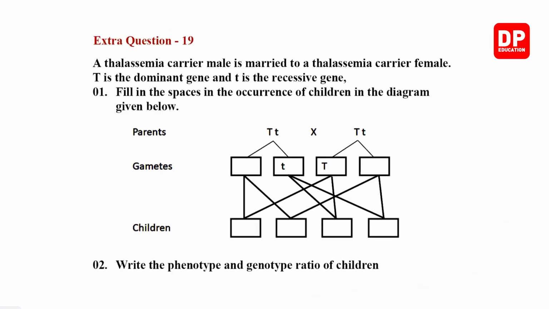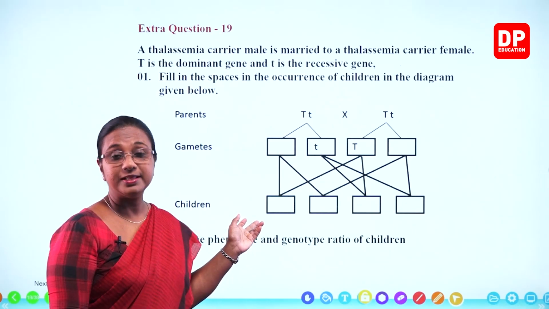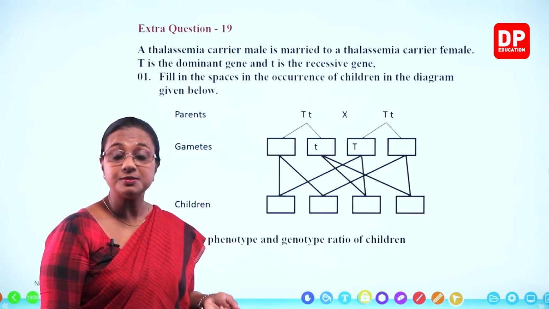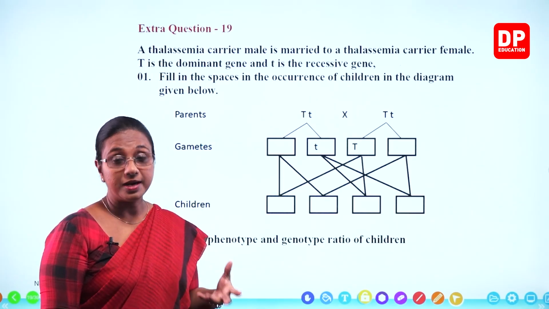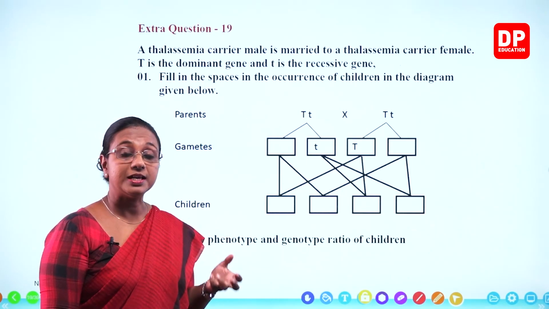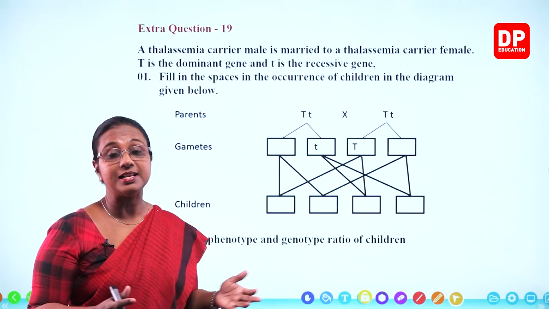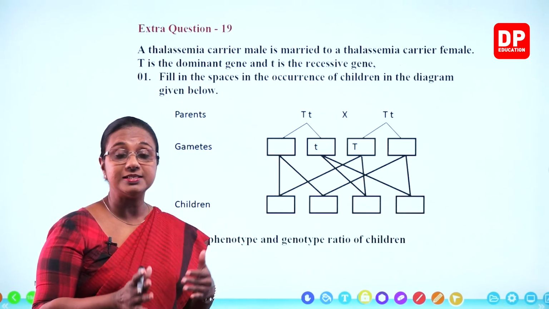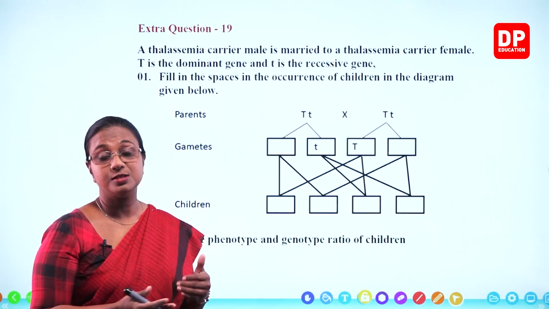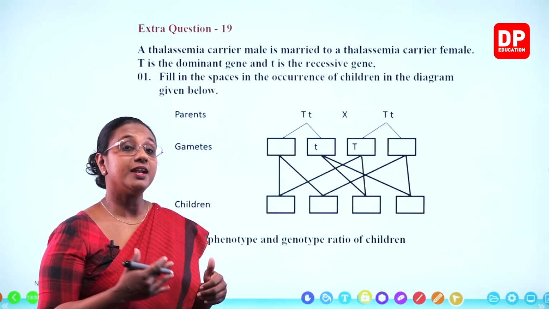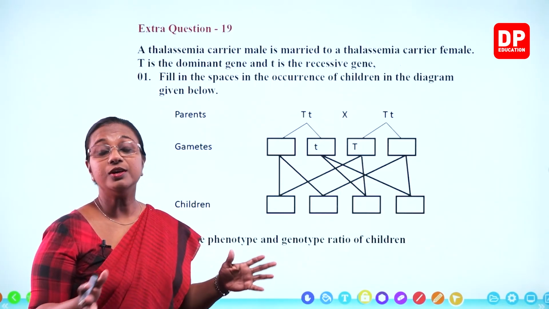Extra question 19. So a thalassemia carrier male is married to a thalassemia carrier female. So you're familiar with the disease thalassemia. What is it? In a thalassemia patient, there is less production of hemoglobin. So because of that, the amount of oxygen transport is also less in thalassemia patients. Because hemoglobin is the substance that carries oxygen. It is present in the red blood cells of blood. So that carries oxygen. Therefore, the transport of oxygen also reduces.